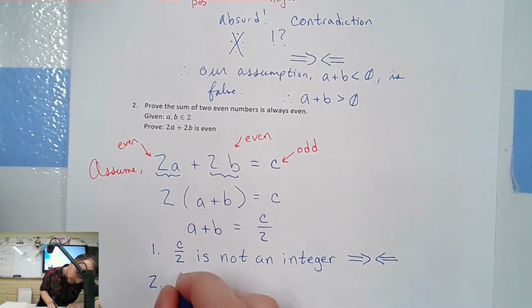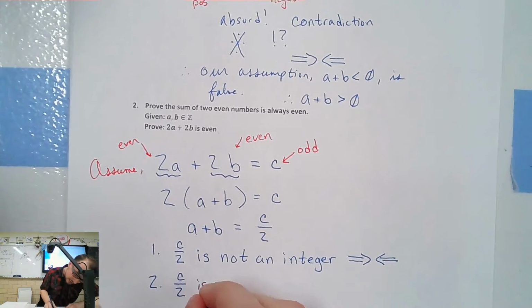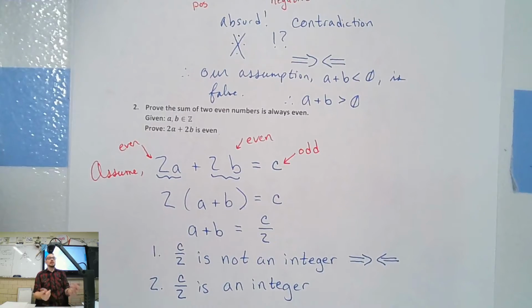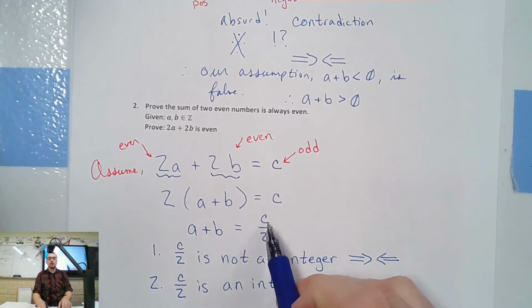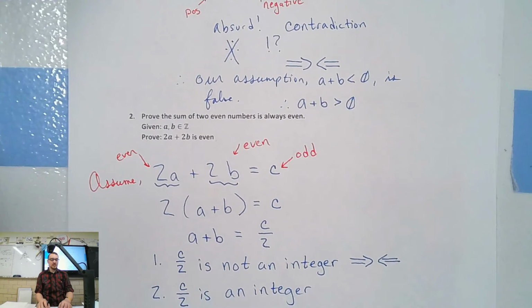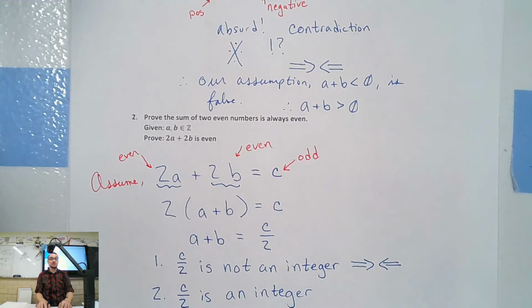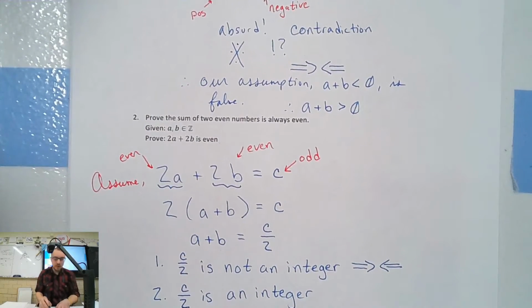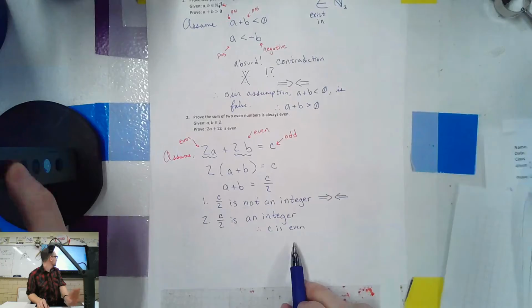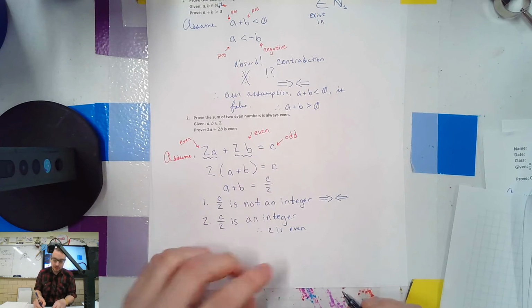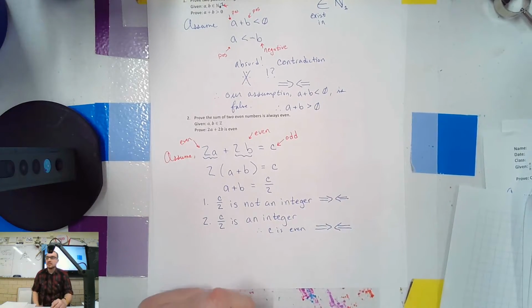Which means c over 2 is an integer. If c over 2 simplifies to a regular number, not a fraction, pretend c was 4. 4 divided by 2 is 2. It simplifies to a whole number. If you divide a number by 2 and get a whole number, what must that number be? Even. So that means, therefore, c is even. Well, wait, hold on. We assumed at the beginning, what about c? That c's odd. So we have a contradiction with what we assumed. That contradicts what we said earlier.